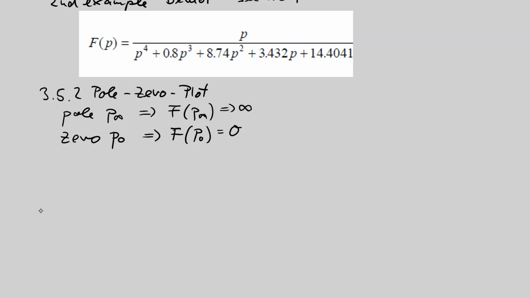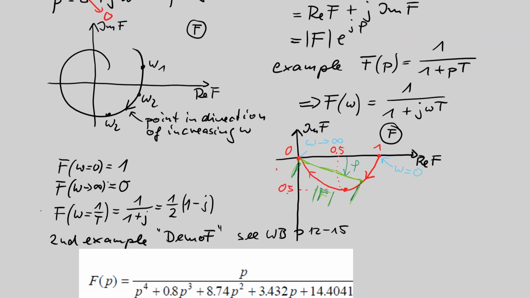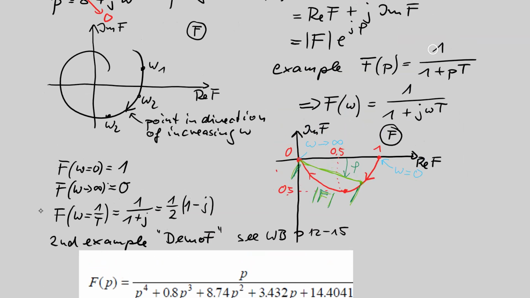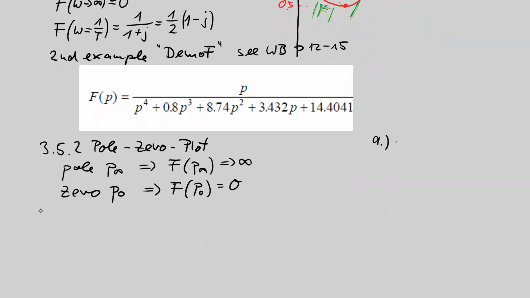In example A, this is simple. Here we have no zero and one pole for which P makes the denominator 0. Very simple, we can calculate this. 1 plus P infinity T set to 0 is the calculation equation for the poles of our first order filter function. So P infinity is negative 1 over T.